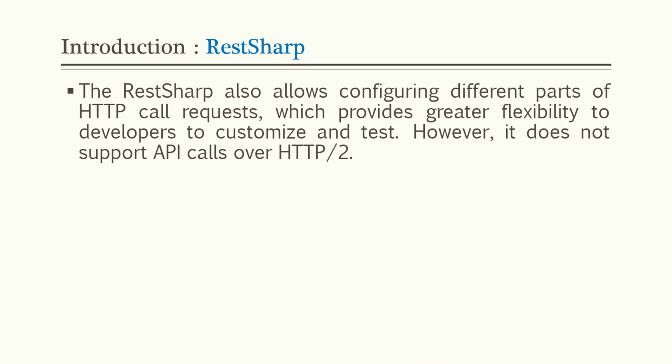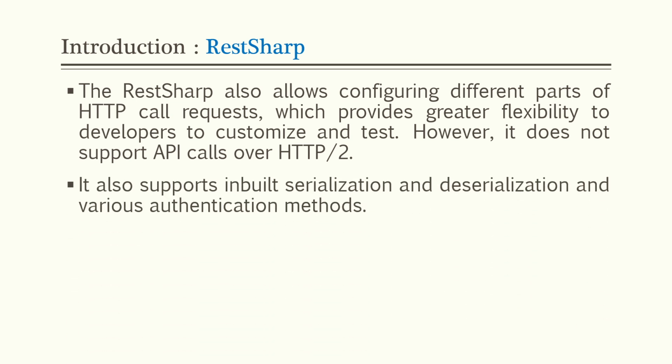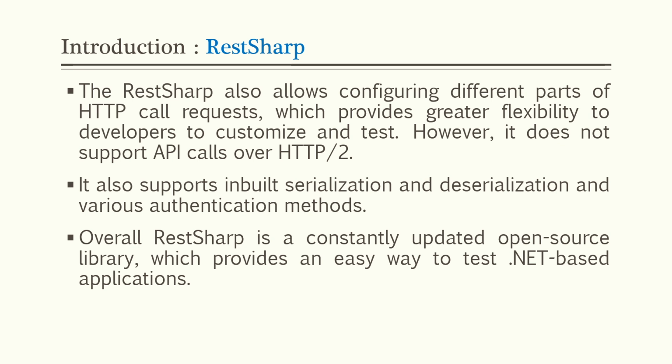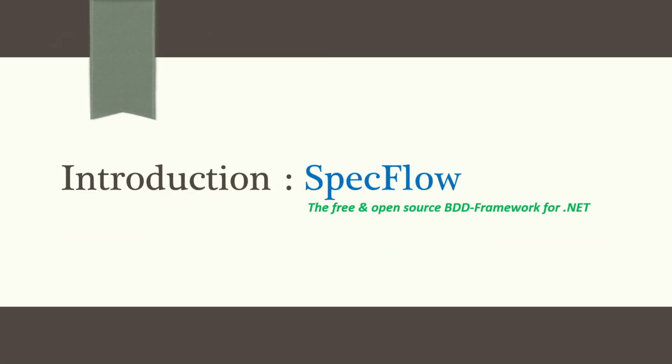RestSharp also allows configuring different parts of the HTTP call request, which provides greater flexibility to developers to customize and test. However, it does not support API calls over HTTP2. It also supports inbuilt serialization and deserialization and various authentication methods. Overall, RestSharp is a constantly updated open source library which provides an easy way to test .NET-based applications.